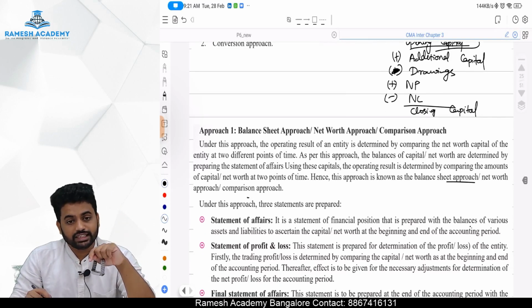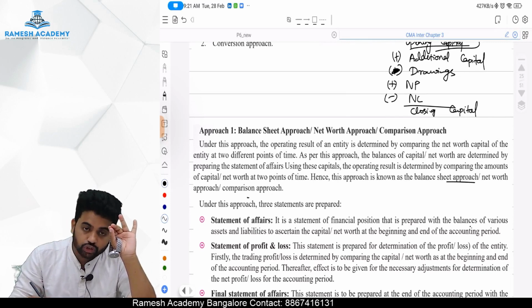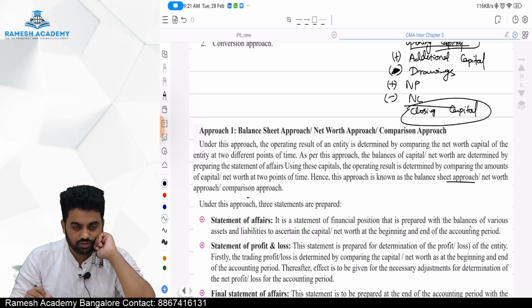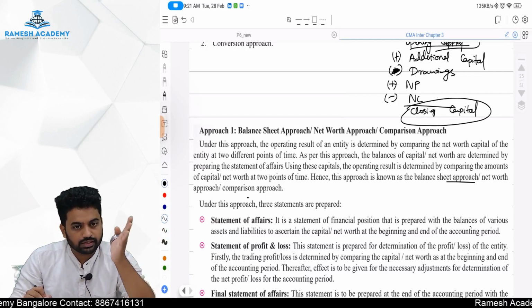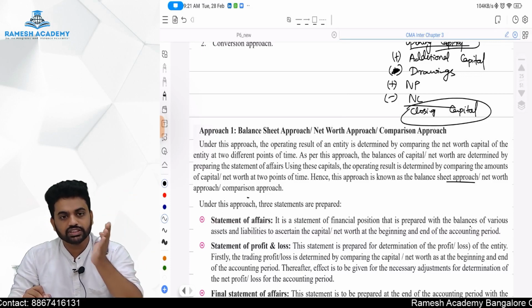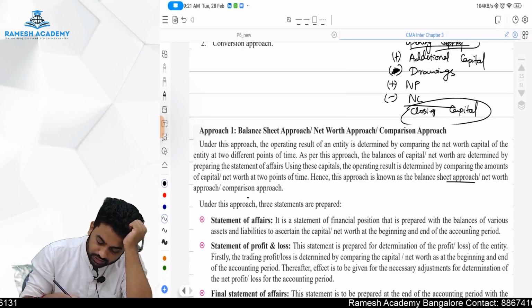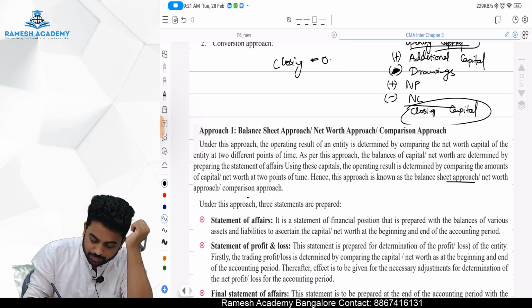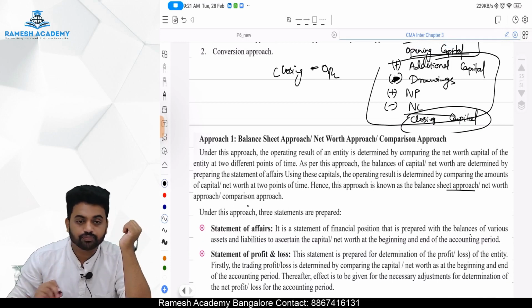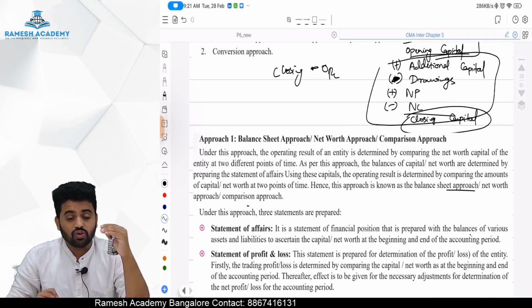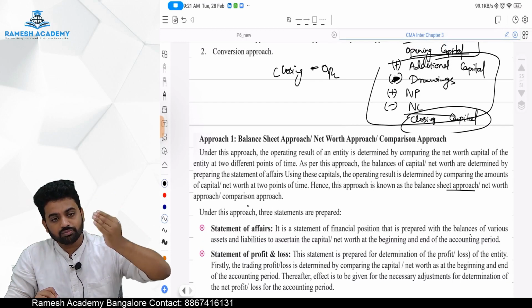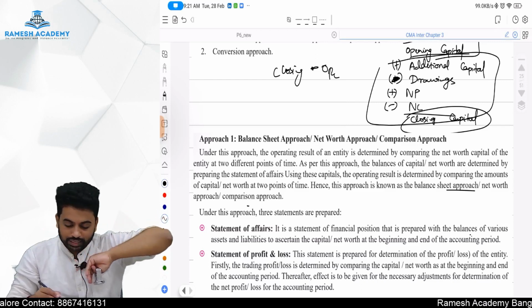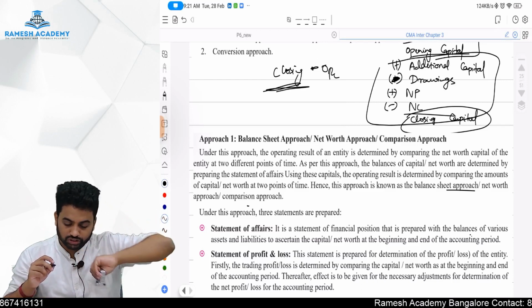With the closing details of assets and liabilities, we are going to prepare a closing statement of affairs. With that, we are going to ascertain the closing capital. Opening statement of affairs, opening capital; closing statement of affairs, closing capital. The difference between the closing capital and opening capital should be due to all these reasons, no? So we will reverse the effects which we have given at the time of arriving at this closing capital.